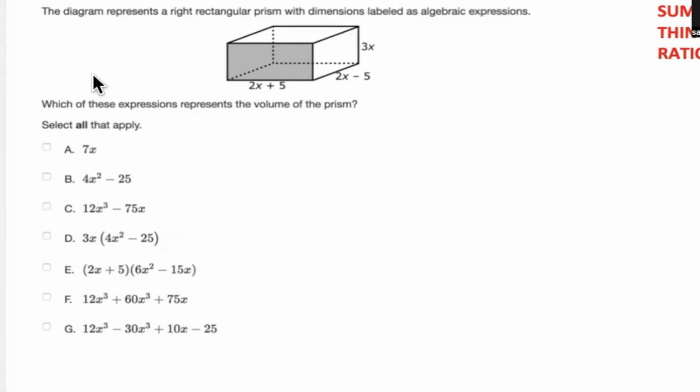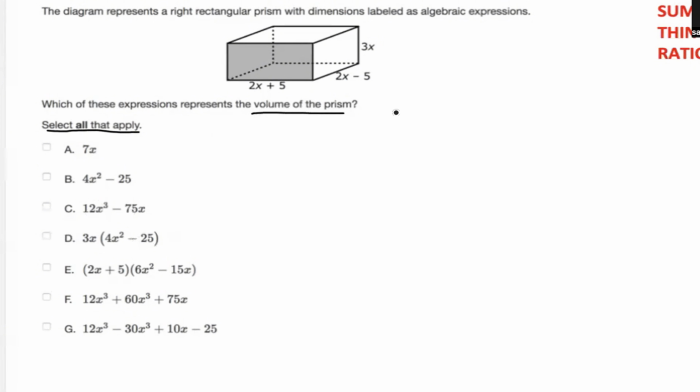As you see in the question, the important part is "select all that apply." So it means that there are how many options here? 7 options. So several of them may be correct and some of them may be wrong. So we need to select all the correct options. So here it is asking for the volume of the prism.